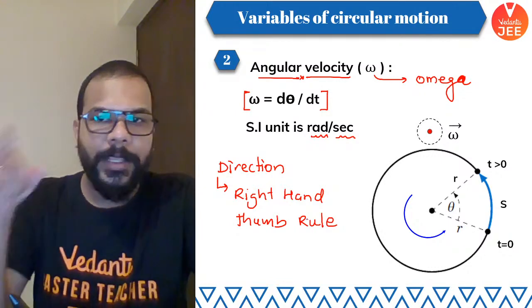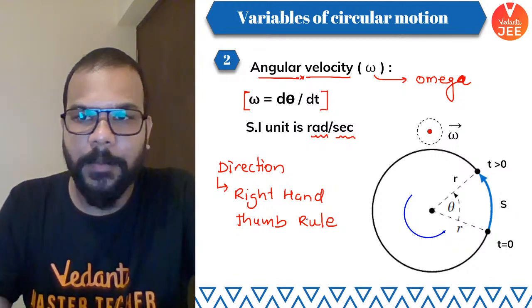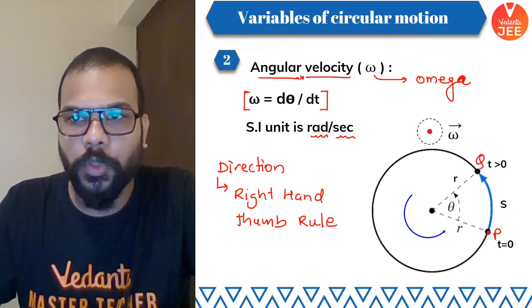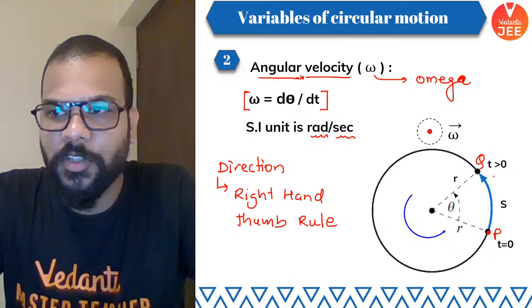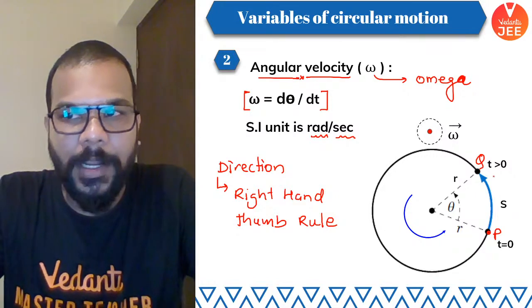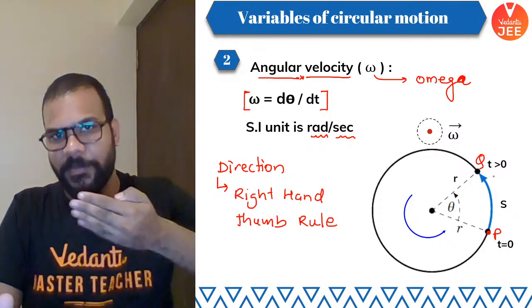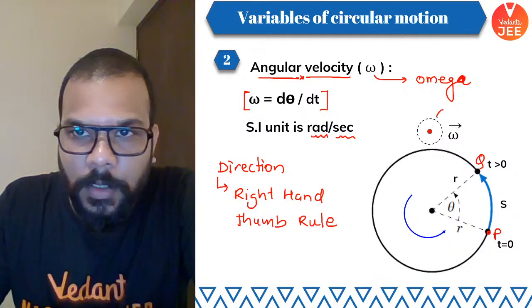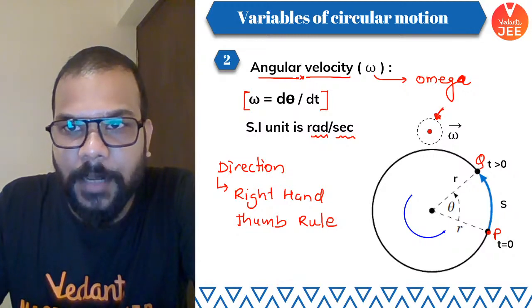So if your body is moving in a clockwise or anti-clockwise path, as per the diagram, the body is moving from point P to Q, which tells me it's an anti-clockwise sense of rotation. If you curl your right hand along that sense, the thumb will be pointing towards you, which is basically a vector coming out. This dot is telling you that the angular velocity is a vector that is coming out.